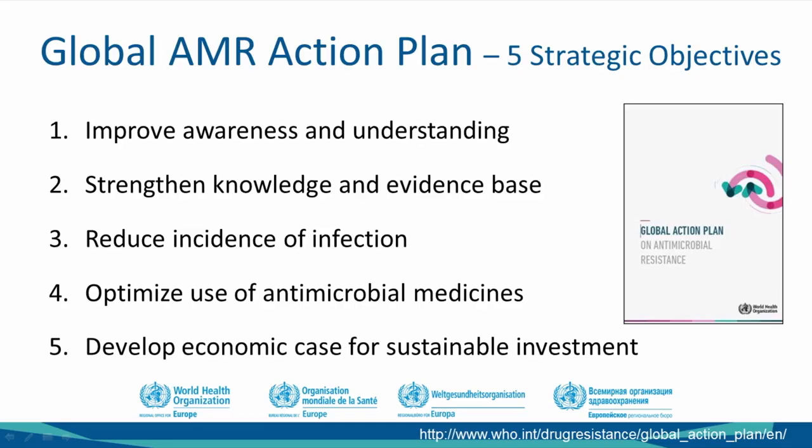The action plan has 5 strategic objectives: improving awareness and understanding, which includes education of human and animal health professionals; strengthening knowledge and evidence-based, which includes strengthening national AMR surveillance systems; reduce incidence of infection, which includes implementing infection prevention and control programs as well as vaccination programs; optimize use of antimicrobial medicines, which includes measuring the use of antimicrobials; and develop the economic case for sustainable development that takes account of the needs of all countries and increase investment in new medicines, diagnostic tools, vaccines, and other interventions.